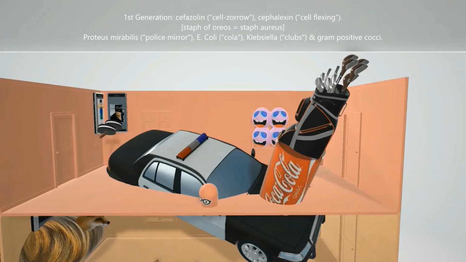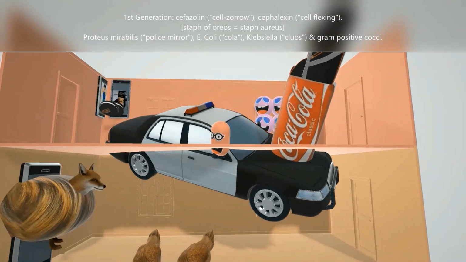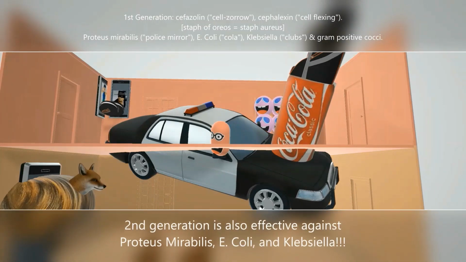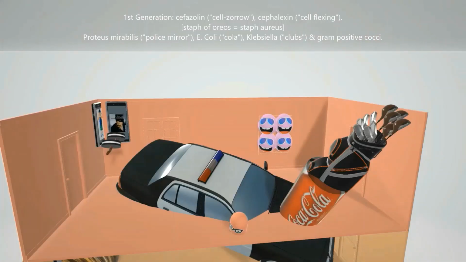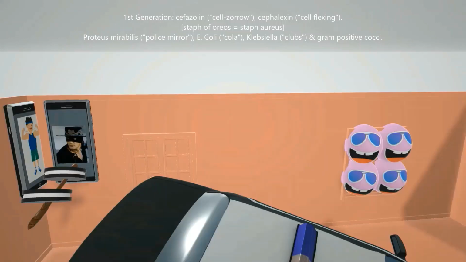You might have noticed that these things are going through to the second floor, because second generation cephalosporins are also effective against these microbes. But before we get to the second floor, we just want to make mention of these gram-positive cocci in the window. Cephalosporins of the first generation are also effective against gram-positive cocci. Okay, let's go to the second floor.